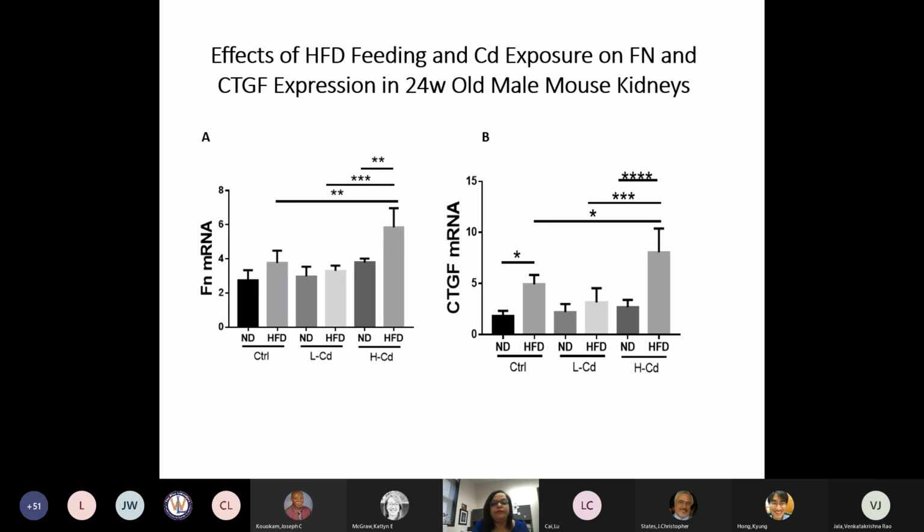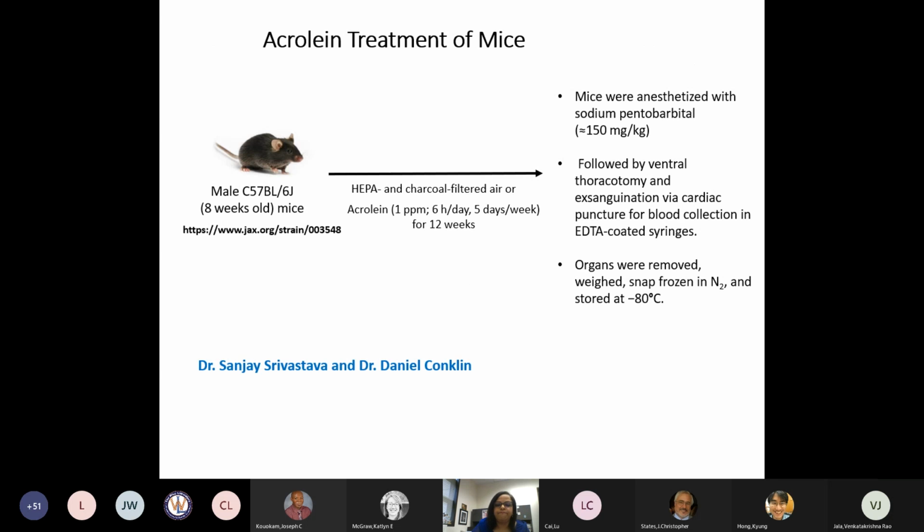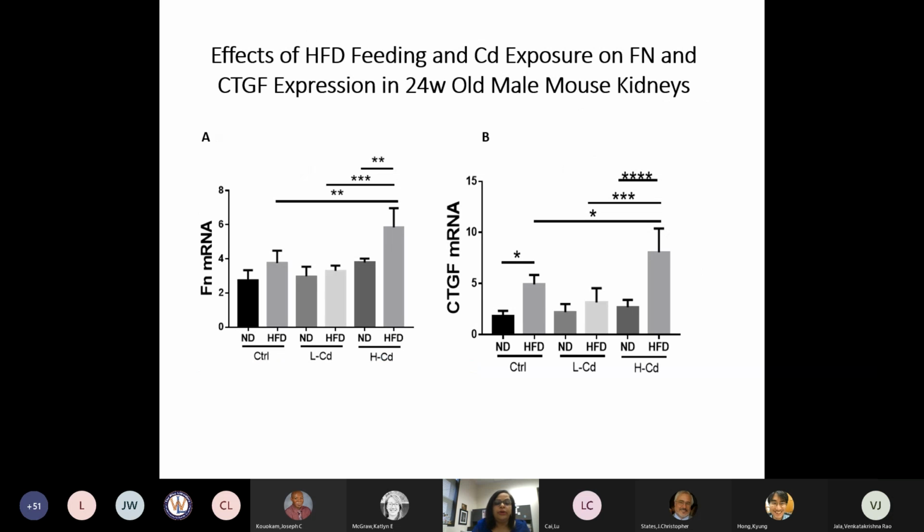Similarly, high-fat diet feeding and cadmium exposure also enhanced fibronectin and CTGF expression significantly higher than high-fat diet alone, and low cadmium significantly decreased this response. We are currently examining the other parameters of renal fibrosis in these animals, and hopefully in the next talk, I will present more data on these studies.